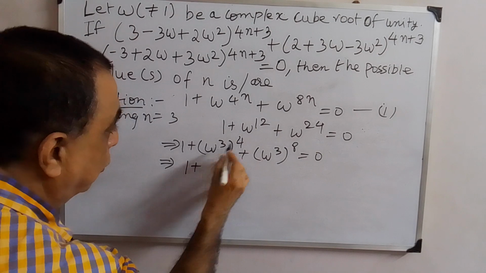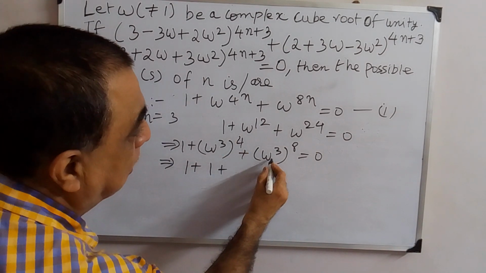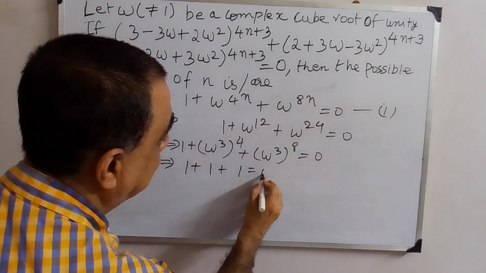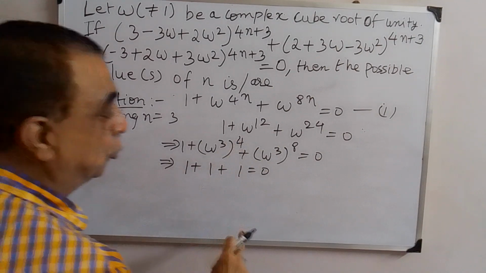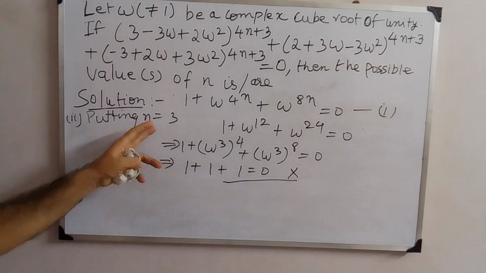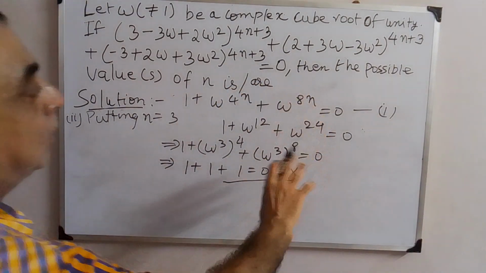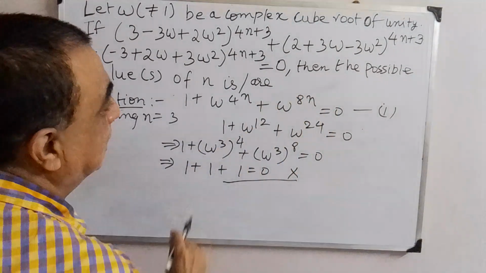So 1 to the power 4 is 1, and here omega cube is 1, so 1 to the power 8 is 1. So 1 plus 1 plus 1 is 3. The value 3 is not equal to 0. So n equals 3 is not satisfying. So n equals 3 cannot be the solution; it cannot be 3.